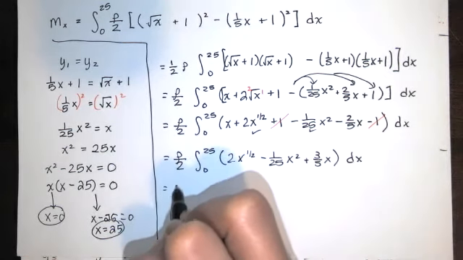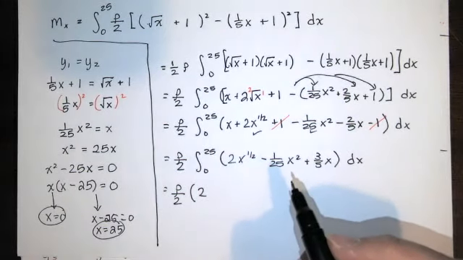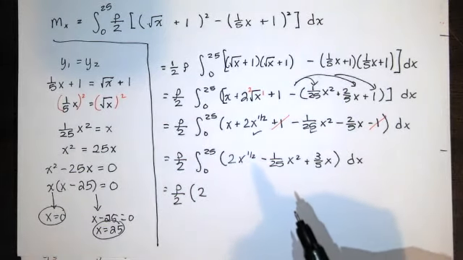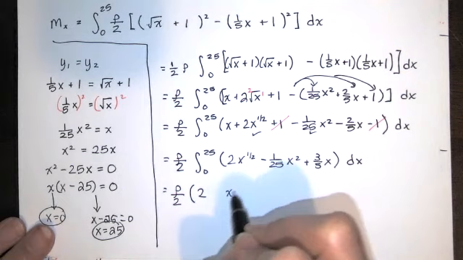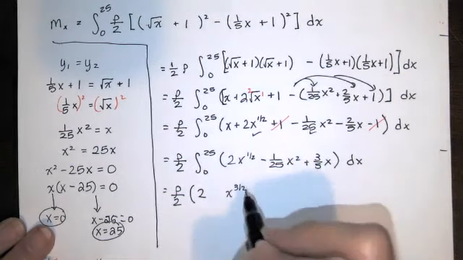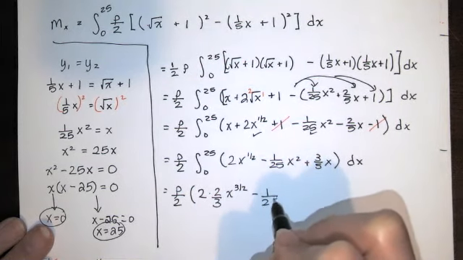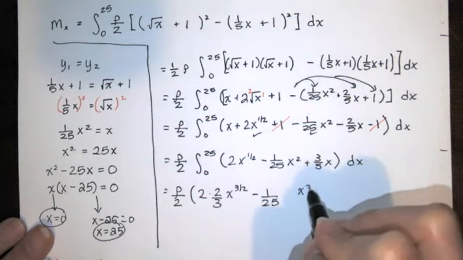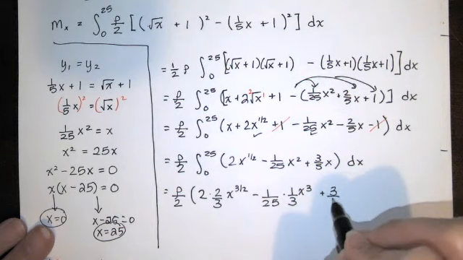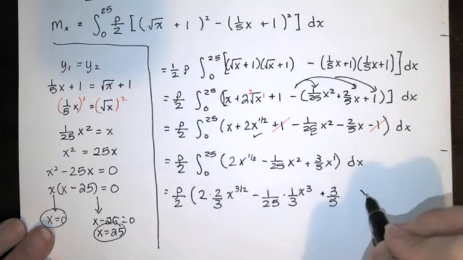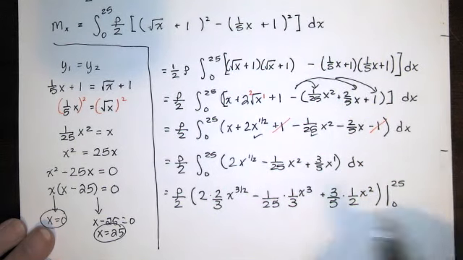And now from here, we just want to use the power rule. So bring the 2 down, then you want to add 1 to the exponent and divide by the new exponent. Dividing by 3/2 is the same as multiplying by 2/3. Then bring the 1/25 down. Then we'll add 1 to the exponent and divide by the new exponent. Bring the 3/5 down. There's an implied 1 there. Add 1 to the exponent, divide by the new exponent. And then we'll evaluate from 0 to 25.